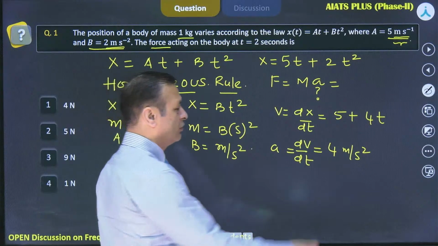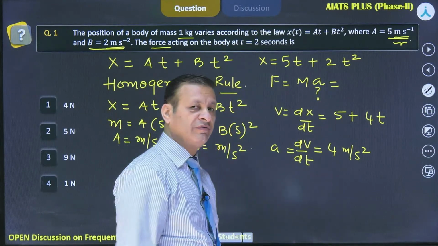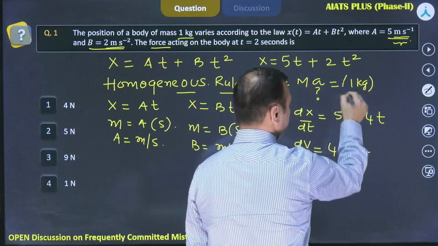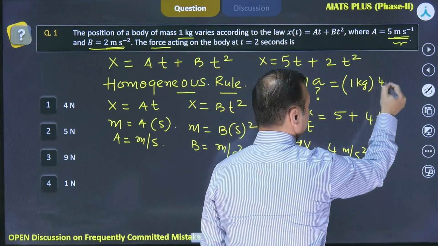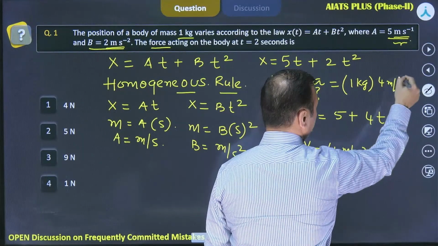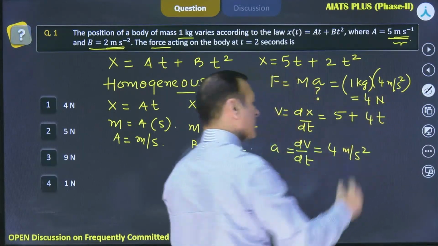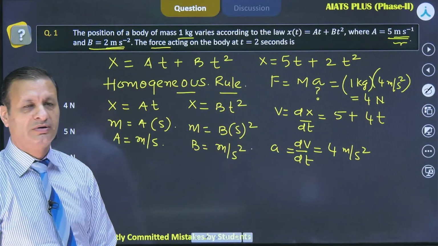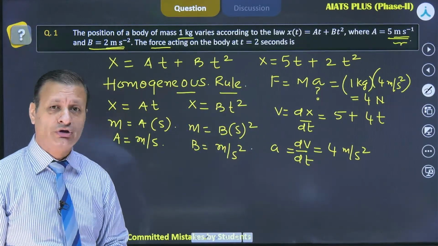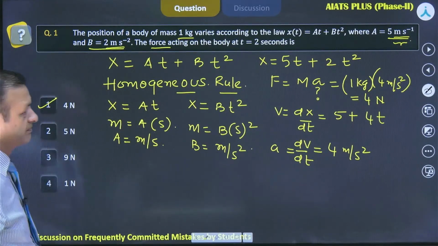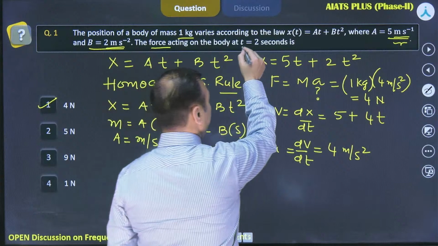Now we were supposed to find out the force. So force is mass into acceleration. Mass being 1 kg, acceleration is your 4 meter per second square. So the numerical value of the force will become 4 Newton. So do we have an option? Yes. What is the significance of this then?